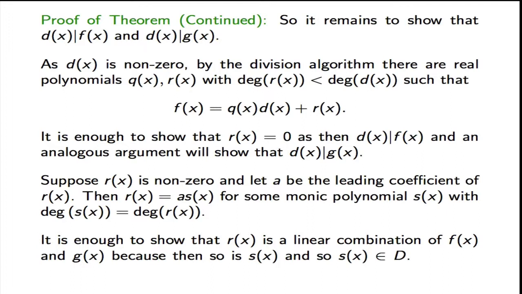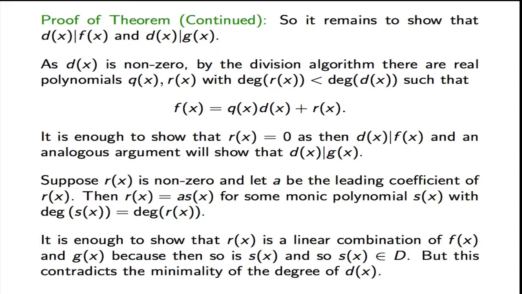So I claim now that it is enough to show that r of x is a linear combination of f and g. Why? Because if I show this, then s of x, which is equal to 1 over a times r of x, is also a linear combination of f and g. But s of x is monic as well, so s of x is an element of D. But this contradicts the minimality of the degree of d of x, because the degree of s of x is equal to the degree of r of x, which is smaller than the degree of d of x.